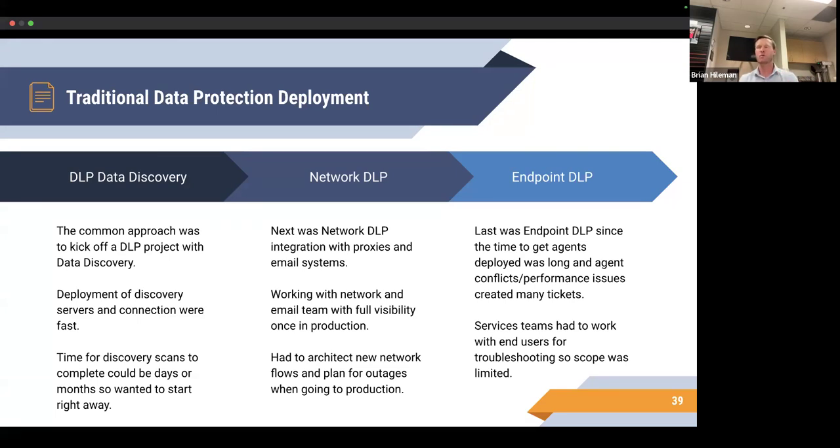And then we would move to network. Network was a little harder, right? I had to do MTAs inline. I had to work with the proxy team to get ICAP set up. But once I got that done, I was in production. It was off to the races.